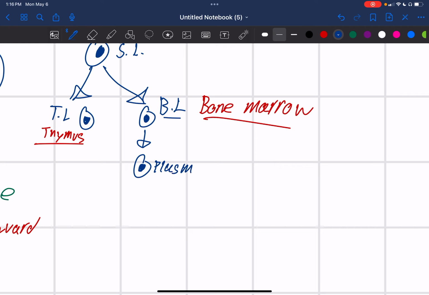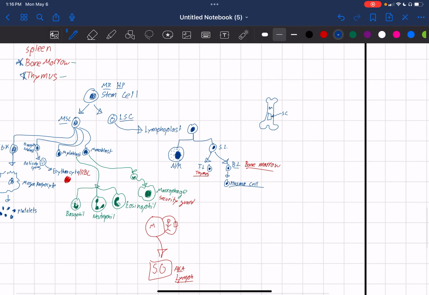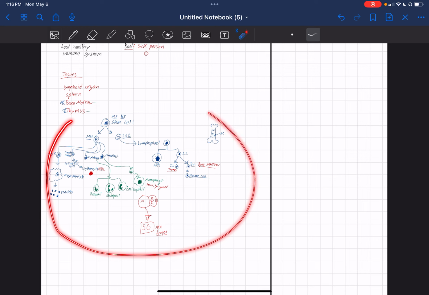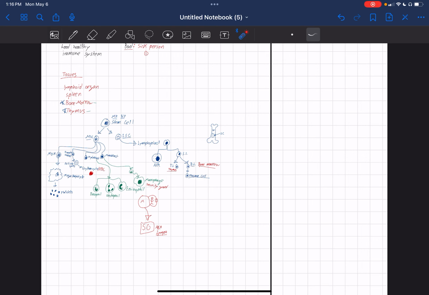Plasma, plasma cell, right? So yeah, that's it. So that's pretty much just a general overview of the different types of cells within our immune system, and that's just to give you guys more of a visual understanding of how it works.